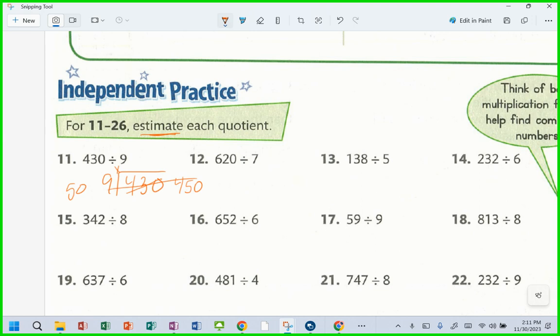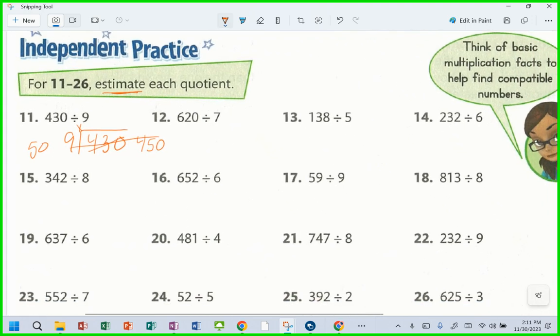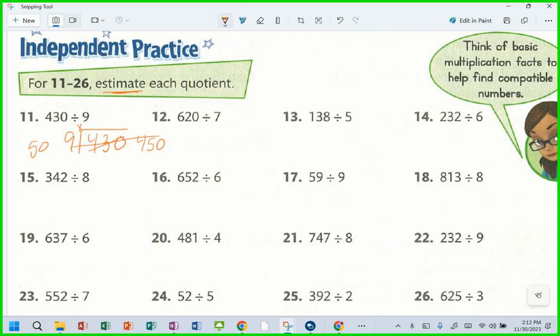All right, so now let's do number 18. 813 divided by 8. So we know it's really 80 when we compare. So let's take a look. It's going to be 72, or it's probably going to be 80. We want it to be 80. So instead of 813, if we want to get an estimation, we're going to do 800 divided by 8.